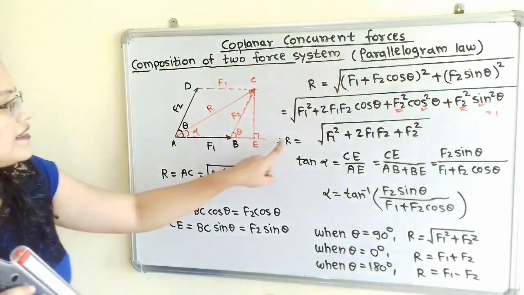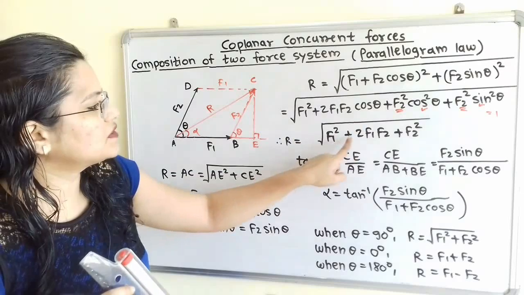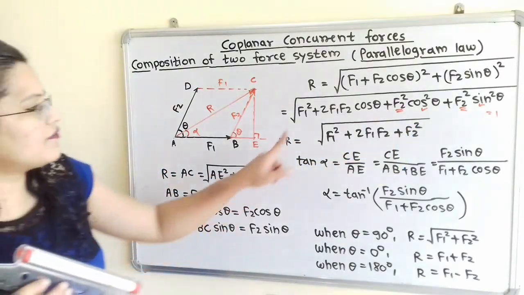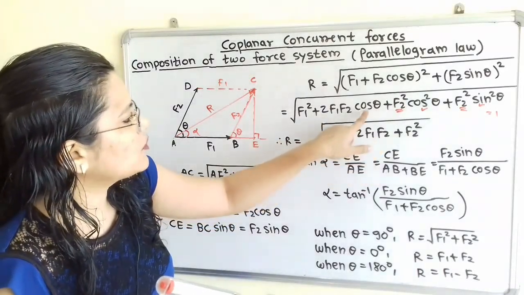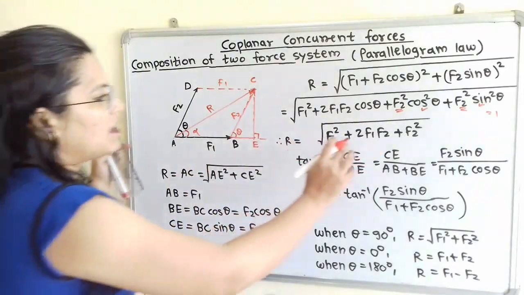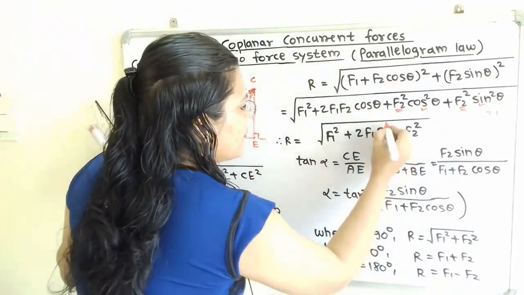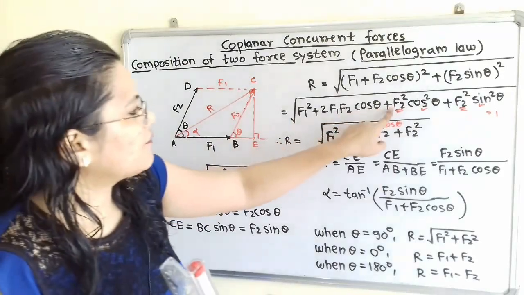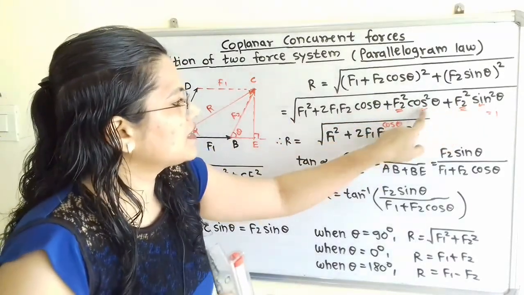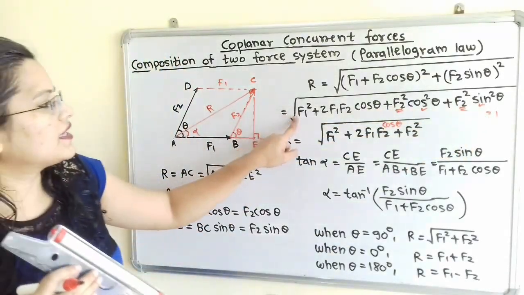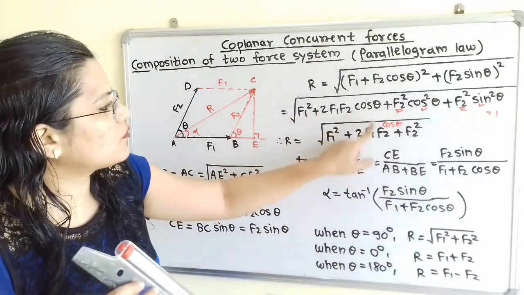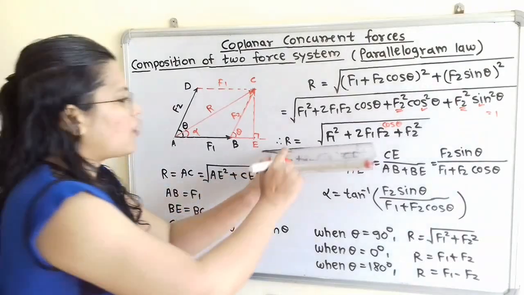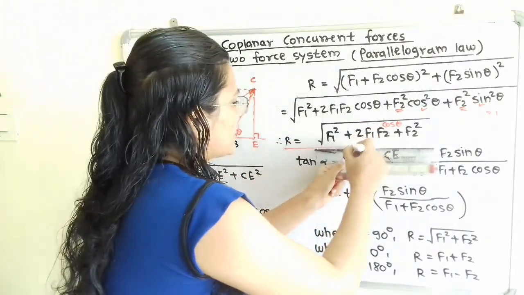So simply we will write R is equal to under root of F1 squared plus 2 F1 F2 plus F2 squared. If we observe, in 2 F1 F2 there will be cos theta, so I forgot this: F1 F2 cos theta. With F2 squared as a common term, sin squared theta plus cos squared theta is equal to 1. Then R is equal to under root of F1 squared plus 2 F1 F2 cos theta plus F2 squared. So this is the final equation to find the resultant R for the two forces.